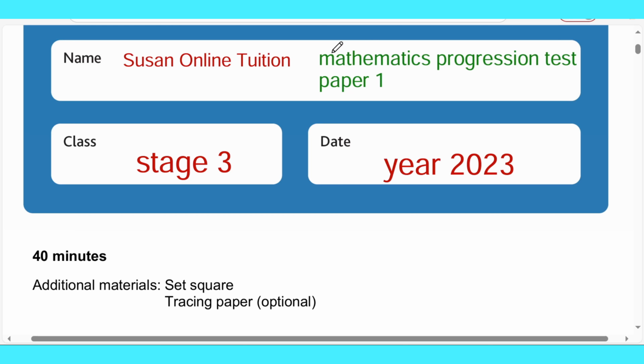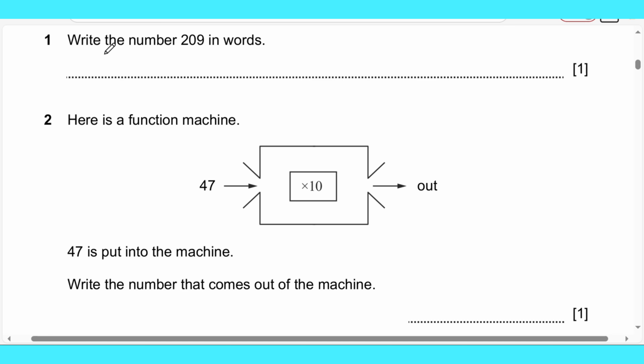Hi guys, today we're going to discuss Mathematics Progression Test Paper 1 from the year 2023. It's for Stage 3. The total duration for this real paper is 40 minutes. Let's get started. So guys, number 1, write the number 209 in words.